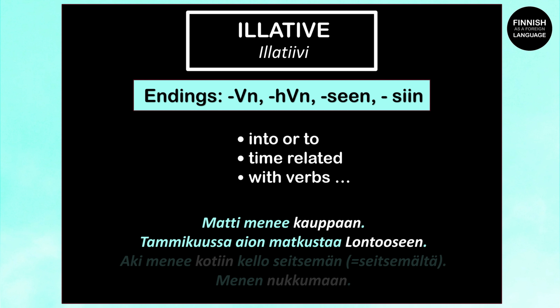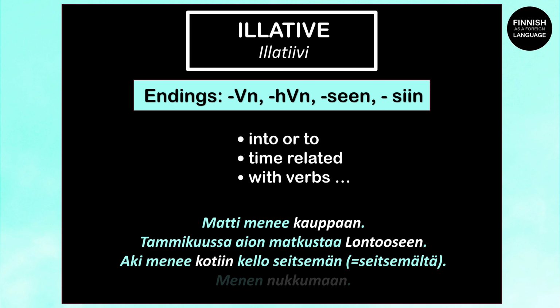Next one. Tammikuussa aion matkustaa Lontooseen. Means in January I plan to travel to London. So Lontooseen is the illative case of the city Lontoo, which means London. Tammikuussa aion matkustaa Lontooseen. In January I plan to travel to London.